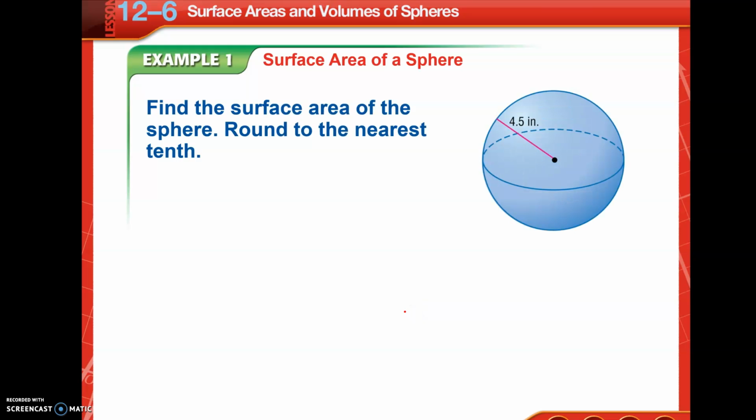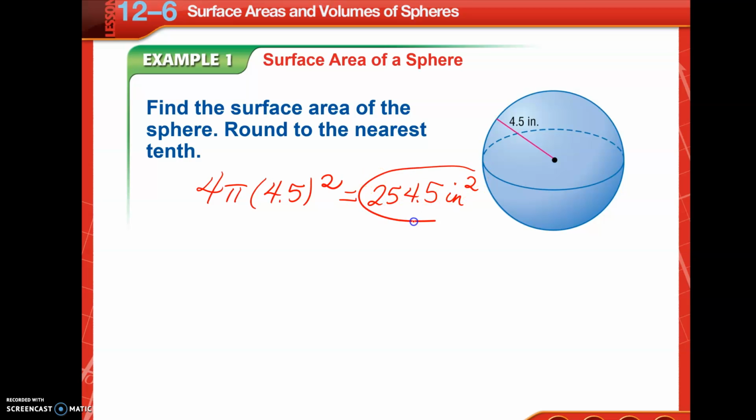So our surface area of this would be 4 pi, 4 is part of the formula, 4.5 squared. So 4 times pi times 4.5 squared equals 254.5, and it's inches squared because we're still looking at surface area.